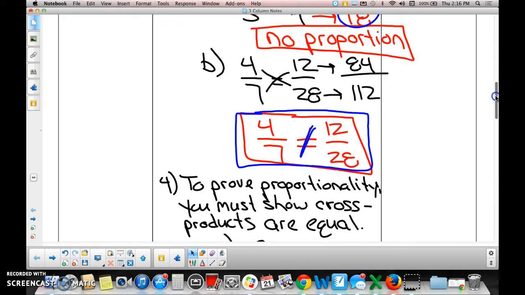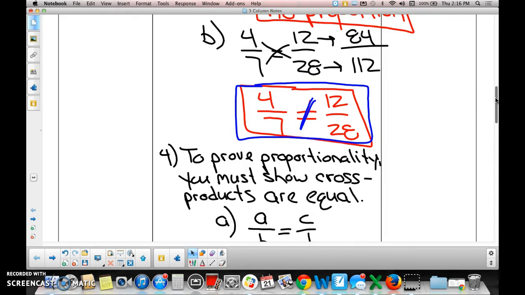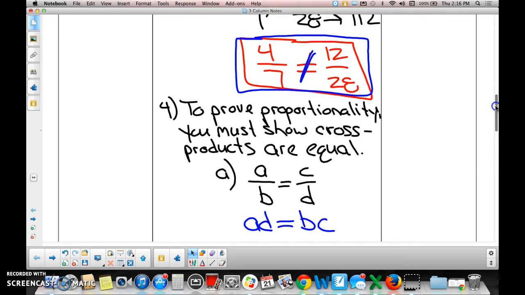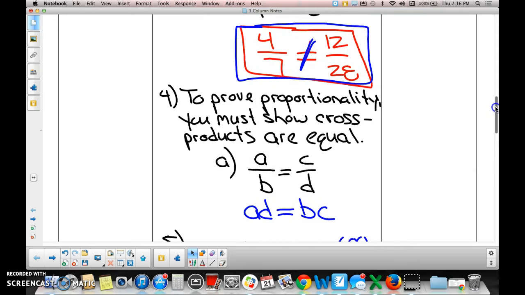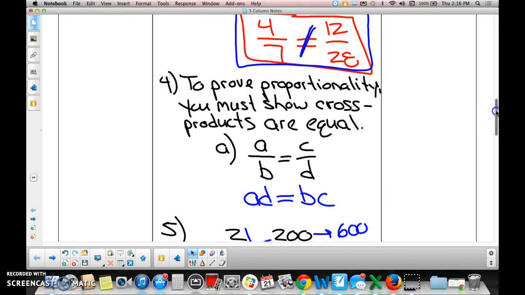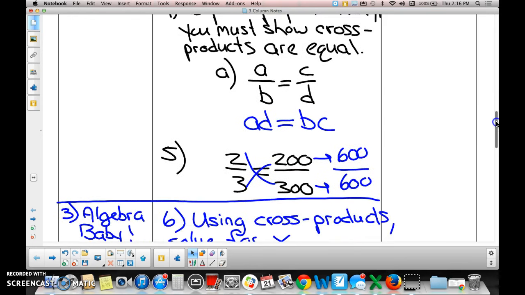To prove proportionality, you must show cross products are equal. And then we use a little bit of algebra down here. A over B is equal to C over D because A times D is equal to B times C. Tricky one. Number 5, we proved again 2/3 and 200/300 are proportionate because cross products are equal.